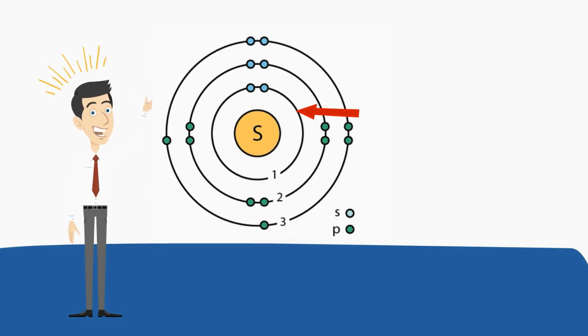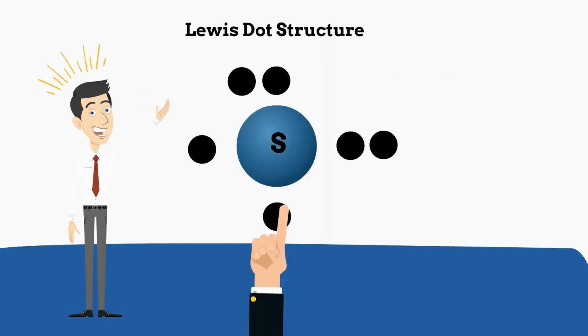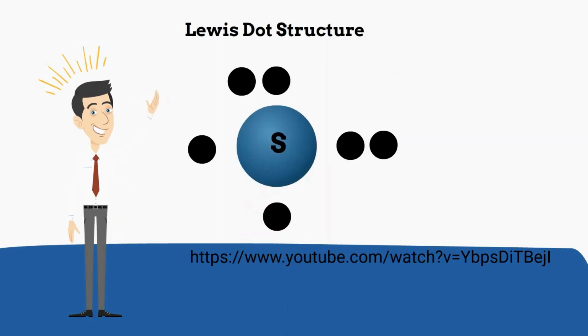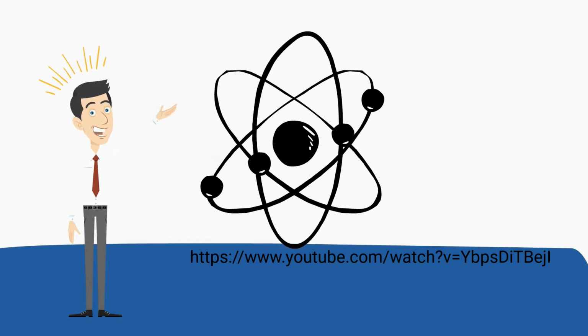2 in the first, 8 in the second, and that leaves 6 left over. And you'll see they are in the outer shell, so you have 6 valence electrons. And then if you do a Lewis dot structure, it looks like this. So there we go, illustrating and using the periodic table for your valence electrons.